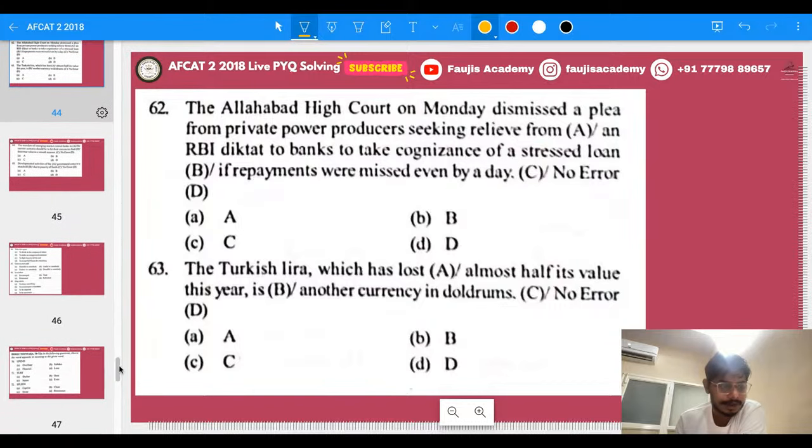All right, let's move on to error correction. The Allahabad High Court on Monday dismissed a plea from private sector power producers seeking relief from an RBI diktat. Diktat is like the order to banks to take cognizance, meaning take account of a stressed loan, an unpaid loan, if repayments were missed even by a day. Question number 62.